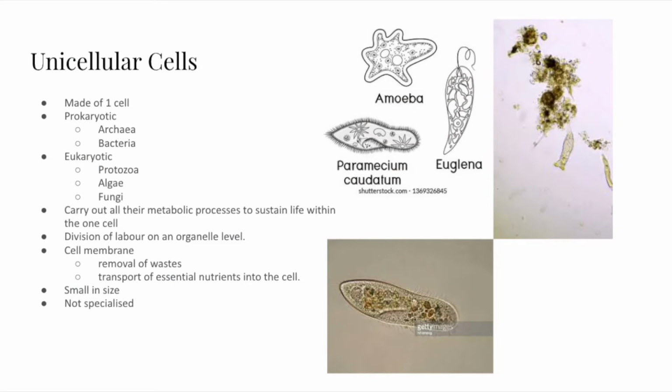They are made up of one cell. The main types are archaea, bacteria and protozoa. They can either be prokaryotic, such as archaea and bacteria, or eukaryotic, such as protozoa, algae or fungi.